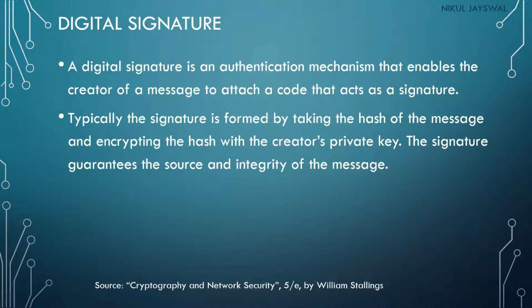Now whenever a sender wants to send information, and if the sender wants to provide confidentiality, in that case the sender will use the receiver's public key for the encryption. But if the sender wants to provide authentication, in that mechanism the sender will use its own private key to encrypt the data. That encryption will provide the digital signature. Now at the receiver side, after receiving the message, the receiver will decrypt the message with the sender's public key.